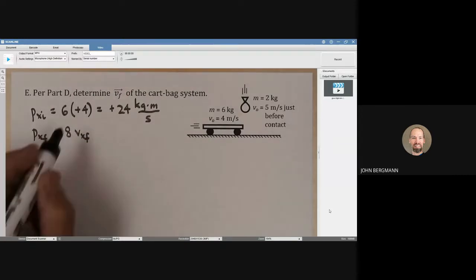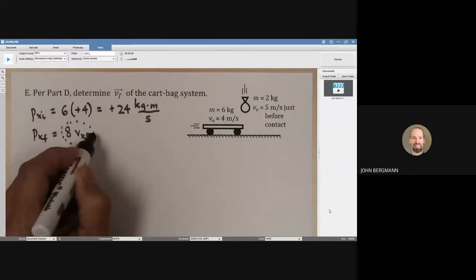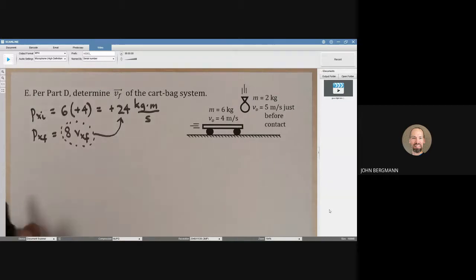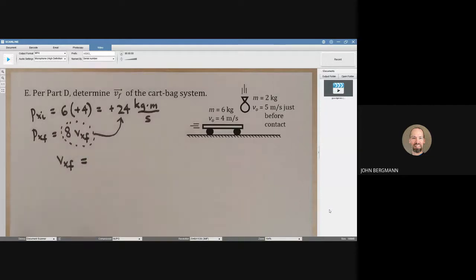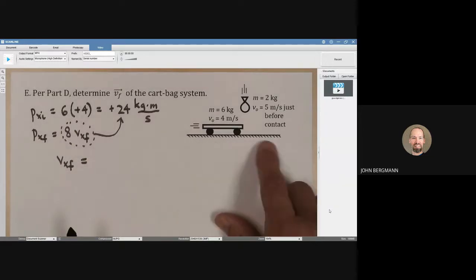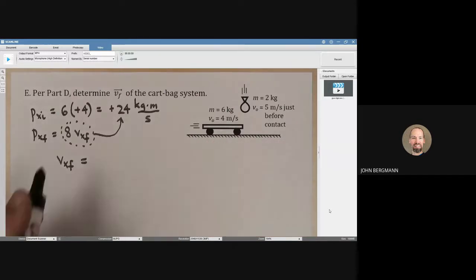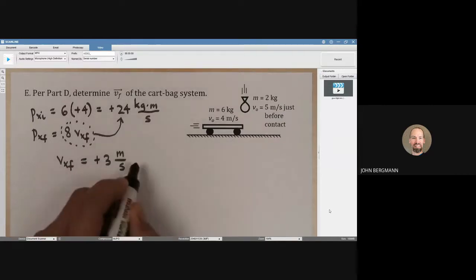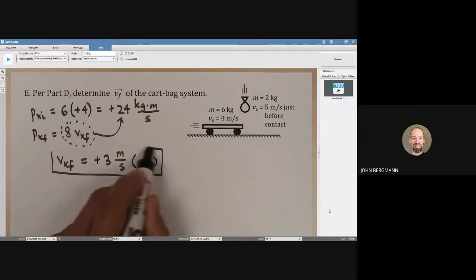Since momentum is conserved in the x direction, that momentum there must be numerically equal to that momentum right there, which means the final velocity in the x direction, which is the only velocity because given the constraints of the problem, we're on a horizontal surface. So the only velocity we can have at the end is going to be in the x direction, and that's going to be 3 meters per second to the right. We chose to the right to be positive.